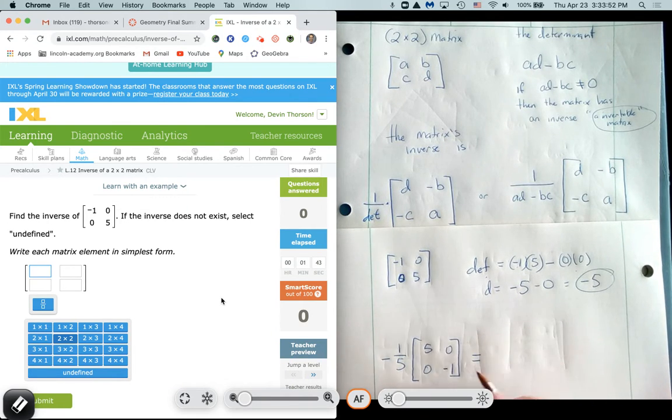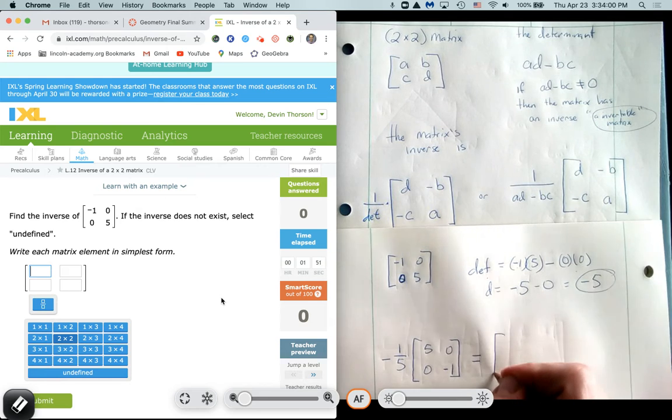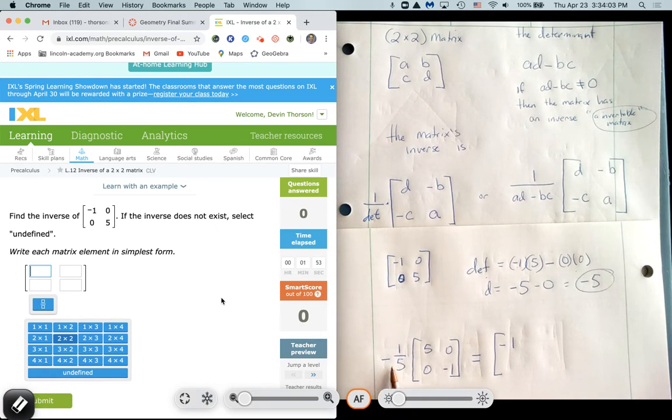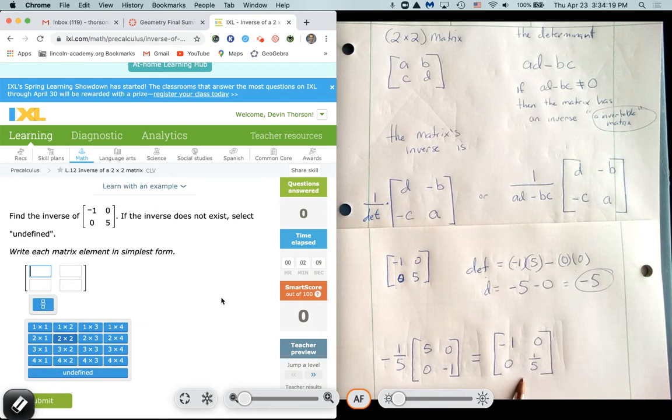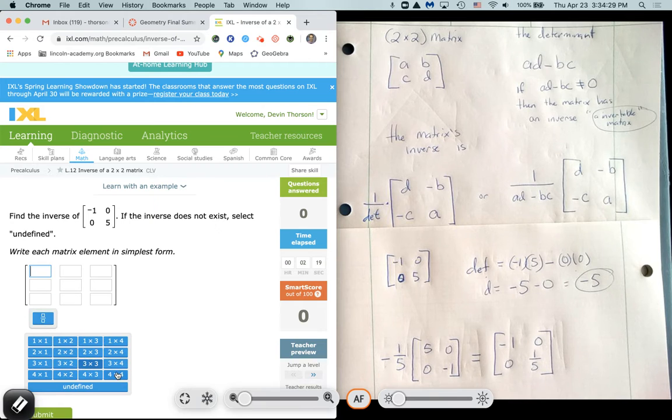Then the last thing I'm going to do is distribute in this -1/5. So I do -1/5 times 5. That's going to be a -1. I'm going to do -1/5 times 0, which is 0. I'm going to do a -1/5 times 0, which is 0. And I'm going to do a -1/5 times a -1, which will become a +1/5. And yes, you will get many, many fractions when you're finding the inverse of invertible matrices. Now, on our iExcel over here, you notice it gives you the option to do a 3 by 3, a 4 by 4.